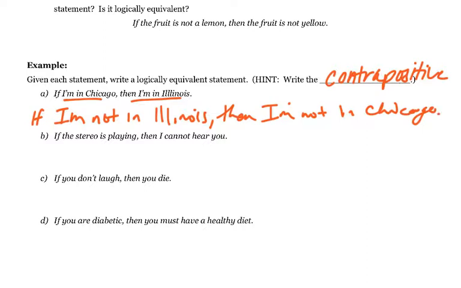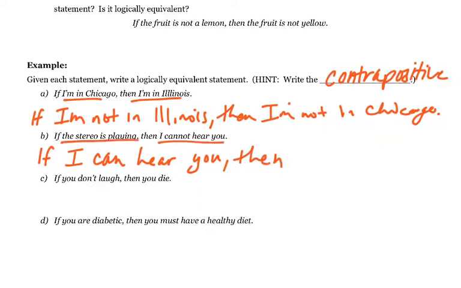Okay. If the stereo is playing, then I cannot hear you. So I can say, if I can hear you, because the opposite of cannot would be can. So I'm negating the cannot in writing, or I can say if I cannot not hear you, but the double negative just cancels. So I can just say, if I can hear you, then I'm going to negate this. So I negated that one. I'm going to negate the stereo is playing. So the stereo is not playing.